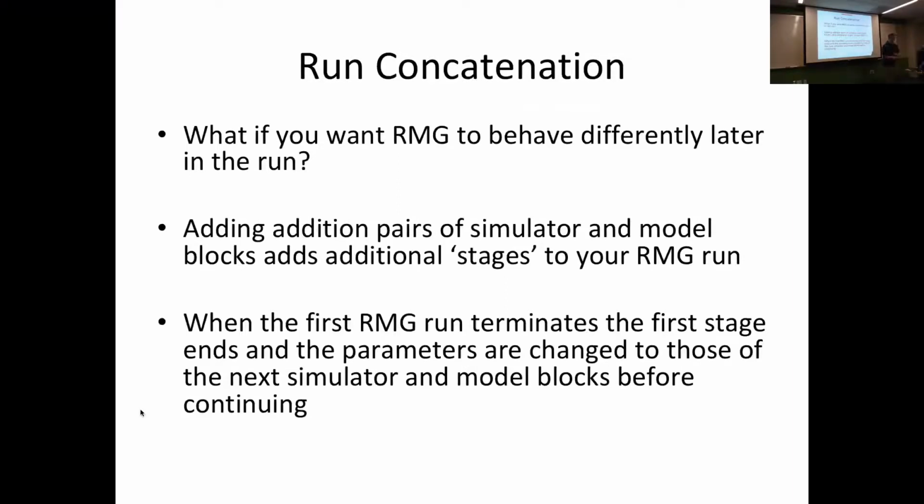So there are a number of more specific RMG run features. One is run concatenation. In some cases you might want to have RMG behave a little bit differently in most of your run than in the first, say, 50 species of your run. In that case, you can add simulator and model blocks. When you add more simulator and model blocks, it puts them all on a list and does them iteratively. It will run through the first model block, where you can set that you want to terminate after 50 species, say. Then it will run that model block until its conditions are satisfied, and then it will start the next model block, and all those parameters get changed until it finishes.